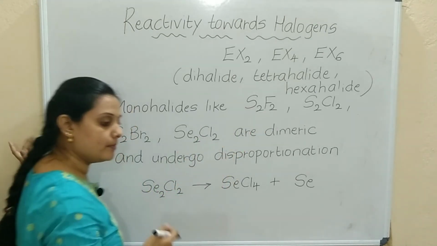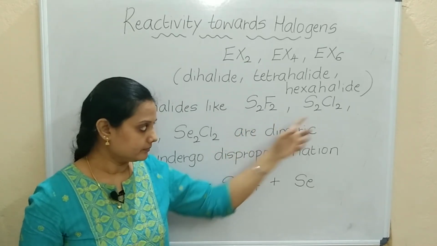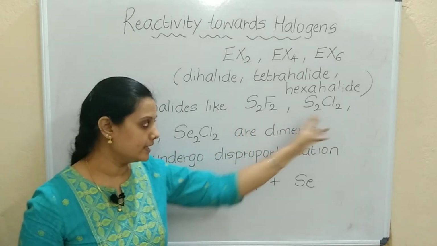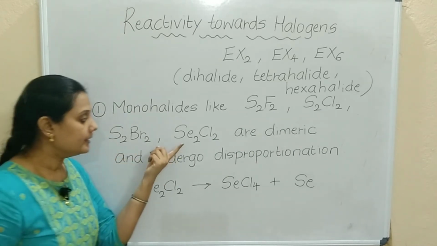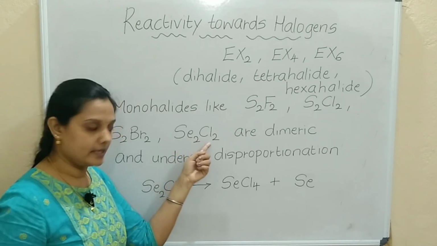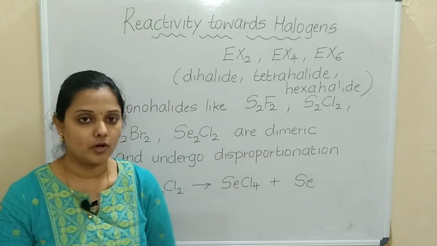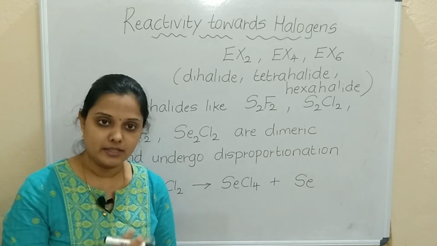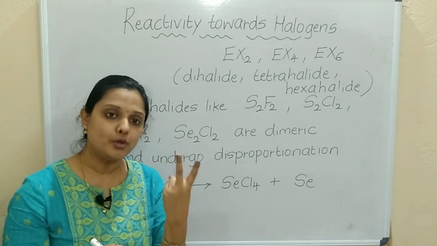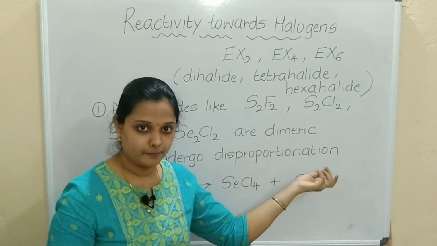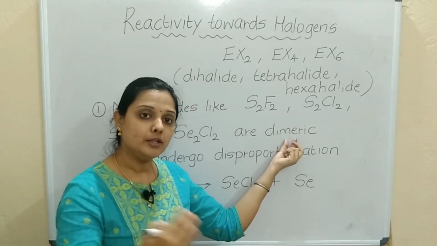What is the name of these compounds? Disulfur difluoride, disulfur dichloride, disulfur dibromide, diselenium dichloride, and they are dimeric in nature. Dimeric means what? Two molecules combining together or two units combining together. So, it becomes two units, that is dimeric. Correct. Di 2, mer units.